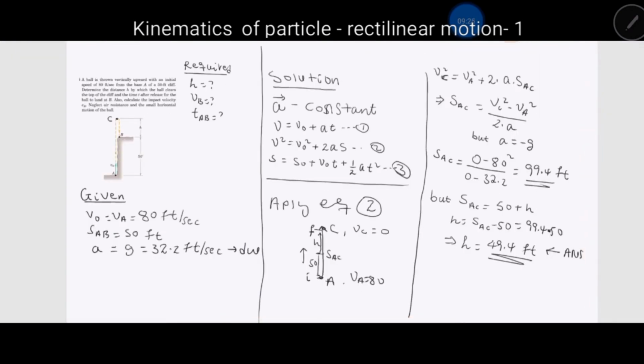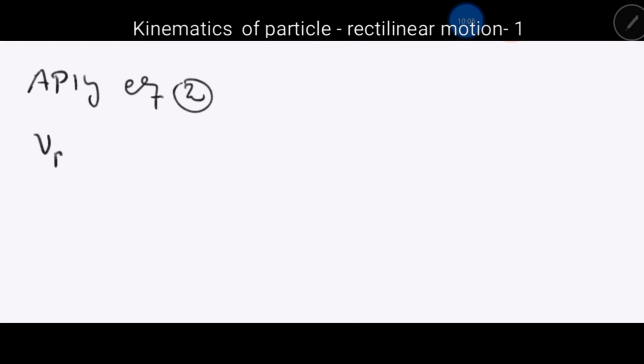Now let's do the other one. The next required parameter is velocity. Now let's try to calculate it by applying the same equation as the previous one. That means final velocity squared equals the initial velocity squared plus 2 times acceleration times the distance covered. So let's apply this technique.